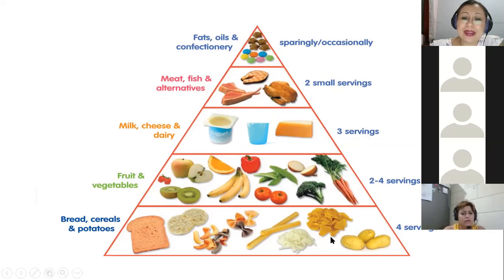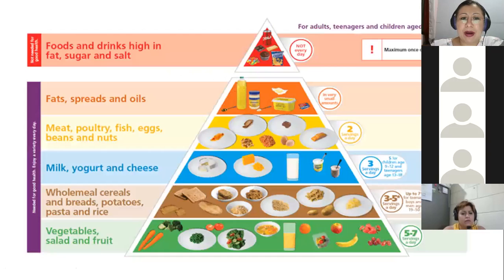So look, it seems that the pyramid is inverted, right? Parecería que la pirámide está invertida, ¿verdad? Porque muchas veces comemos mucho de esto, de los fats, oils, and confectionery. Digamos lo que decimos en buen español, las chucherías, ¿verdad? Que no deberíamos de comer, están arriba, ¿verdad? Porque es bien poquito lo que debemos comer, pero muchas veces nosotros lo ponemos aquí abajo como base. So now we are going to learn not only the vocabulary, but about healthy food habits. So let's move on. Nos vamos a mover un poquito.